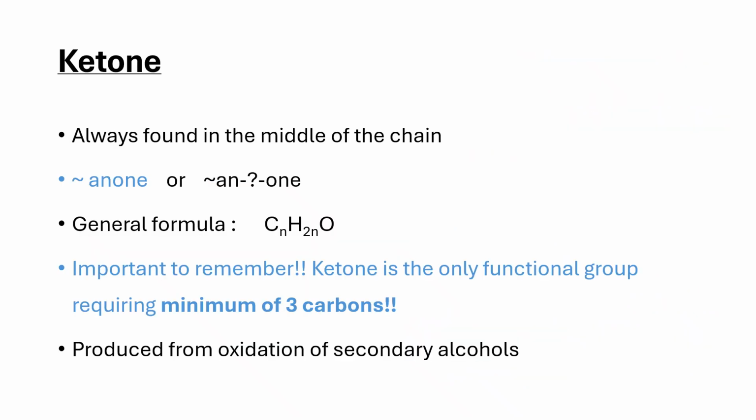I hope you feel confident with aldehydes, so let's move on to ketones. Unlike aldehyde, which is at the end of the chain, ketone will never be at the end of the chain, but it'll be somewhere along the middle of the chain. It doesn't have to be exactly in the middle, but it's somewhere along the middle. The suffix is -one, and the general formula will be CnH2nO, which you might have noticed is exactly the same as aldehydes because they are isomers to each other.